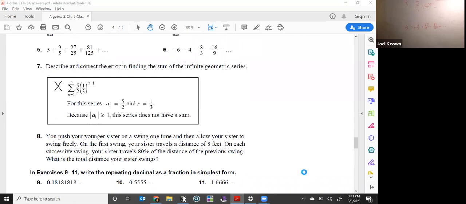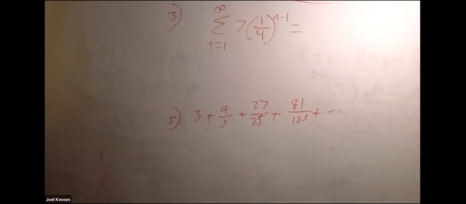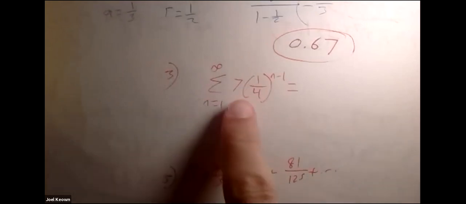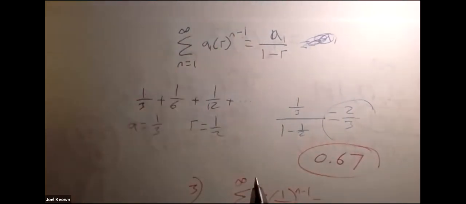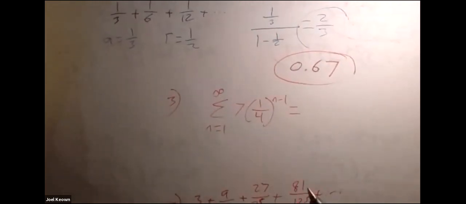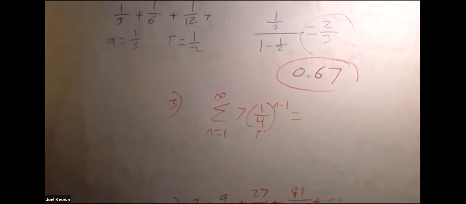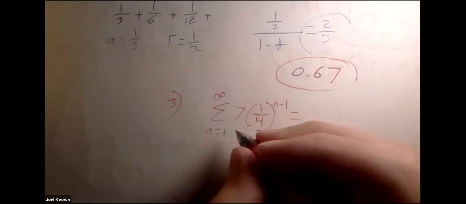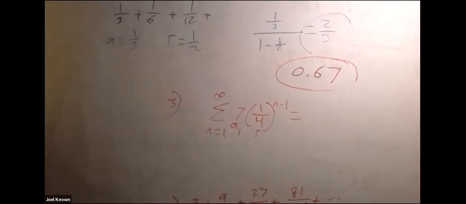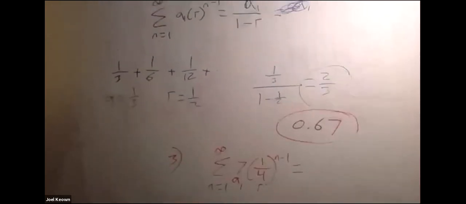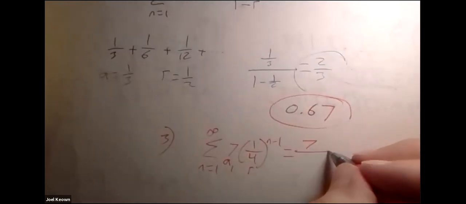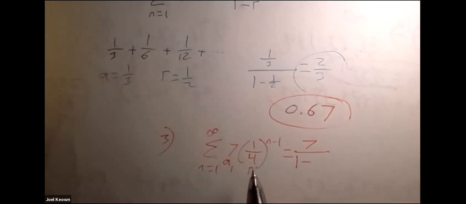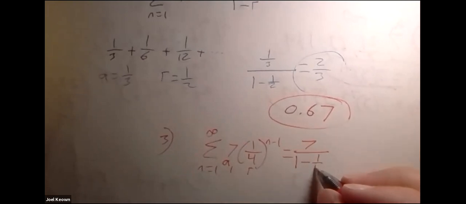One type of formula. Let's start with this. Notice it's already in the form of this. So that means that what's in parentheses is my r, and that number in front, 7, is my a sub 1. So I just need to plug into my formula. My formula says I take the a sub 1 over 1 minus my r, which is 1/4.